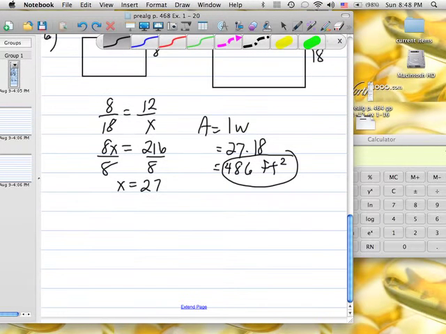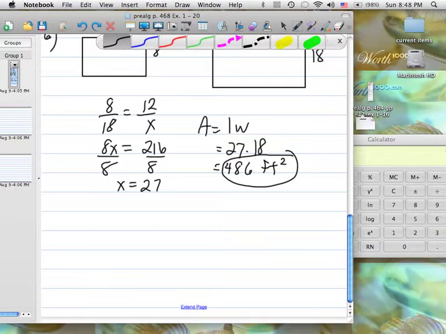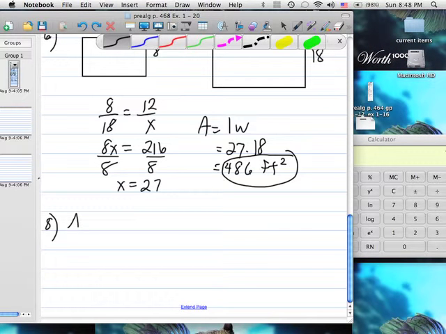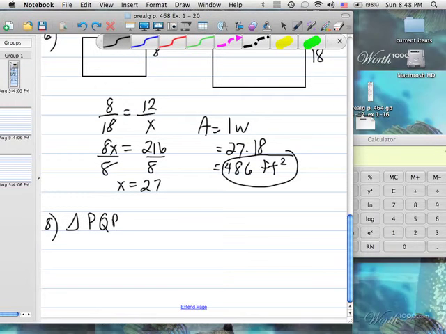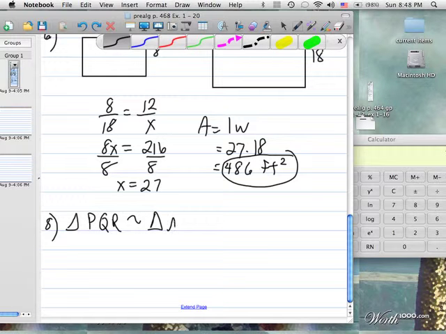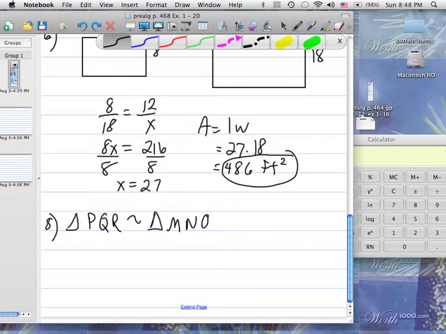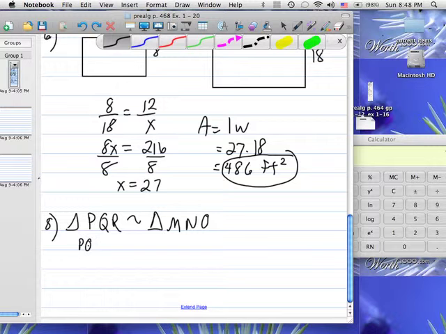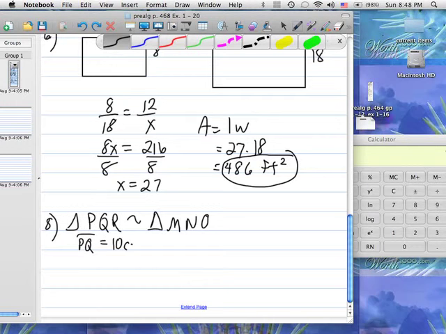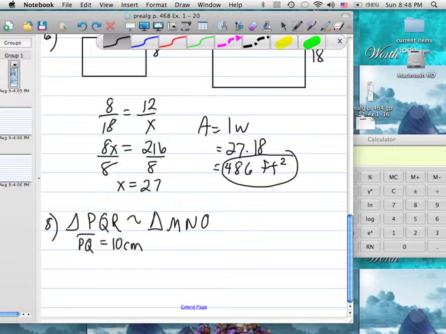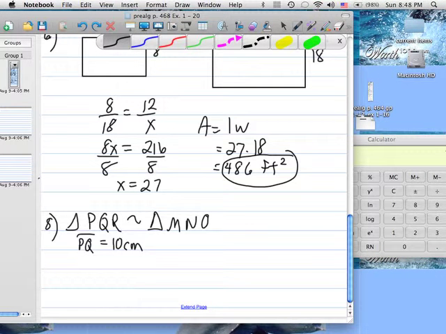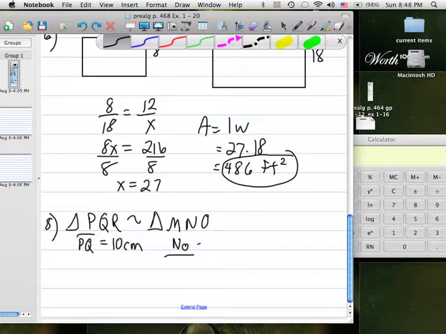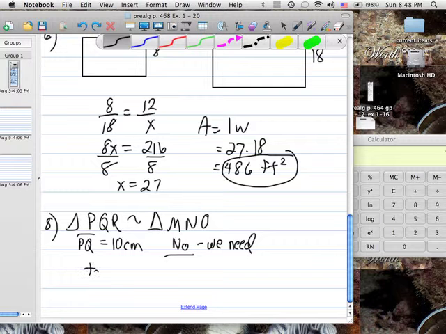Problem number 8. Suppose that triangle PQR is similar to triangle MNO, and the length of PQ is 10 centimeters. Can you determine the length of any side of MNO? We cannot. We need to know the ratio of the sides.